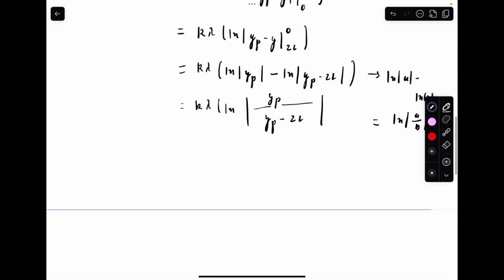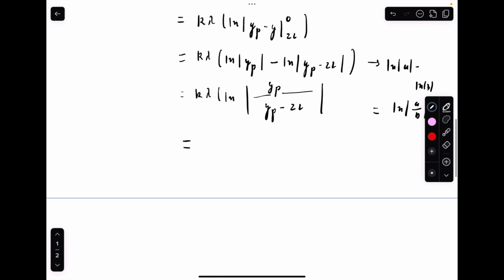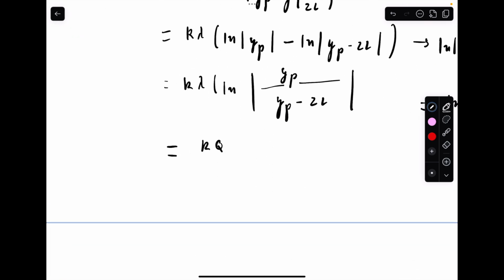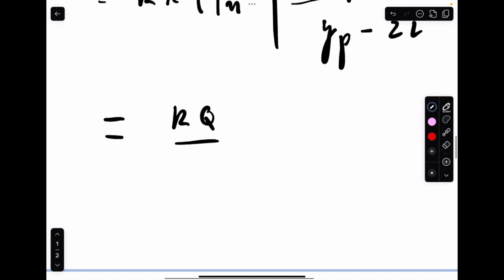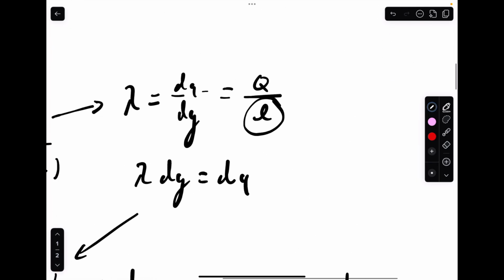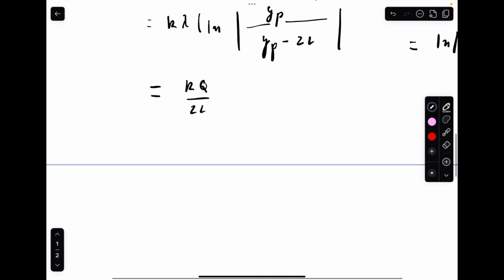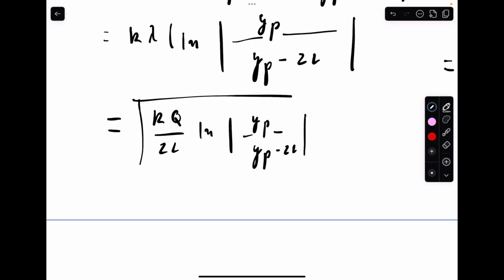But if you saw earlier, we're given charge q, so we really just want to express this in terms of q. It's going to be kq over, and what was the length? The length was 2L, because here I put q over L, but the length is actually 2L. So kq over 2L times ln of yp over (yp minus 2L) is equal to the voltage, or the electric potential.